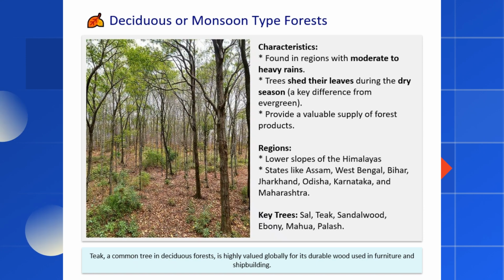Next, we have the deciduous or monsoon-type forests, often called the Monsoon Forests. These forests are found in regions that receive moderate to heavy rainfall. Their defining characteristic is that the trees shed their leaves during the dry season to conserve water, which is why they are called deciduous. They are found in the lower slopes of the Himalayas and many peninsular states like Maharashtra, Karnataka, and Odisha. Common trees here include sal, teak, the valuable sandalwood, ebony, and mahua. These forests are a major source of important forest products.